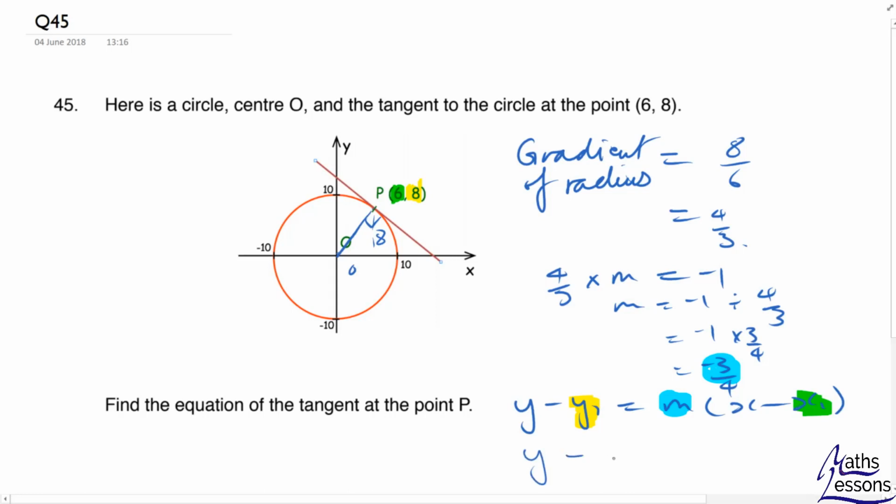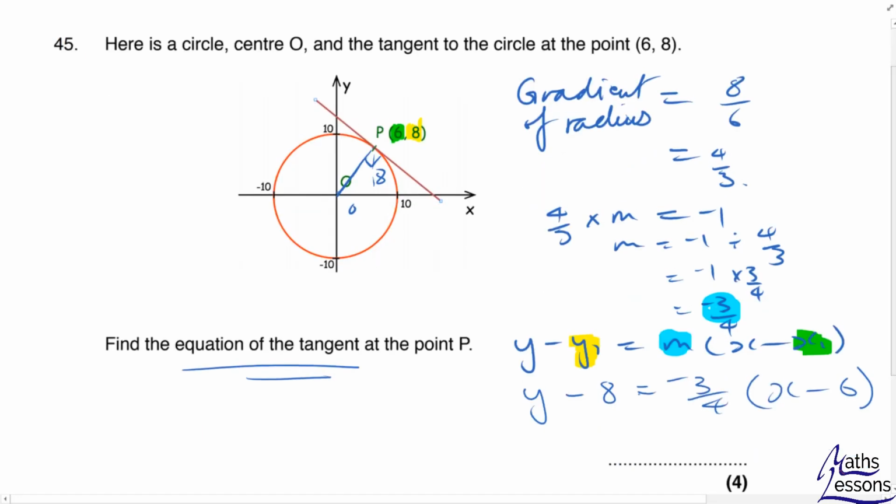So it's going to be y minus 8 equals -3/4 (x minus 6). And there's no real need to simplify that. It only asks for the equation of the tangent, which you've got. But if you did want to simplify this, then we could times throughout by 4 and get 4y minus 32 equals -3 times (x minus 6).